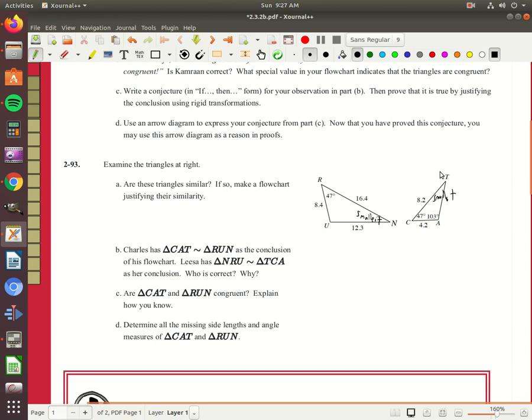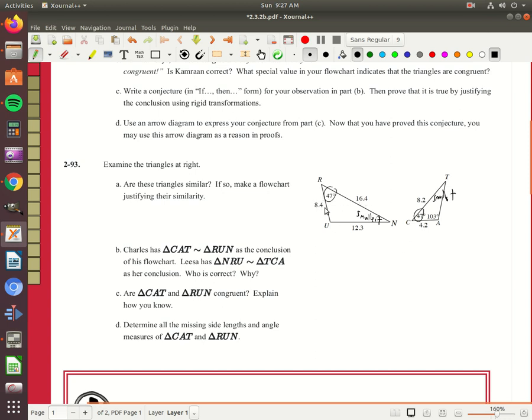So I know that N goes with T, I know that U goes with A, and I know that R goes with C, right? So just in terms of like biggest and smallest. So I already have an angle. I already know that these angles go together. I already know that they correspond. So now what I need to do is prove the sides that are next to them.